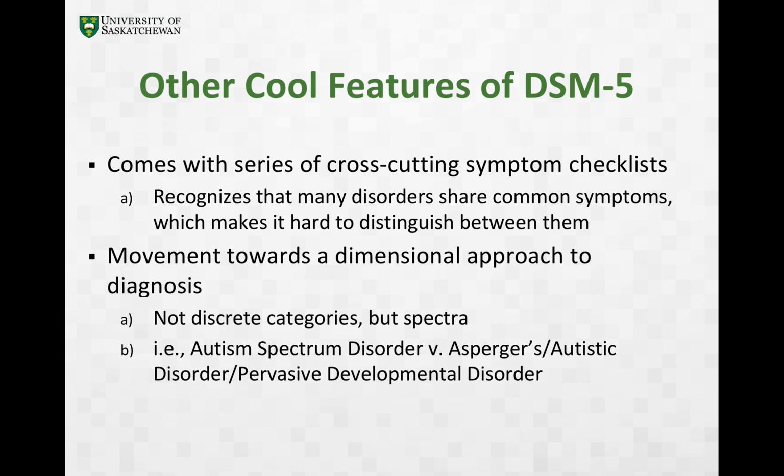Some of the other cool features is that it does come with a series of cross-cutting symptom checklists. So what the DSM authors are recognizing is that many disorders share common symptoms, which makes it hard to distinguish meaningfully between them. So it's moving away from kind of a categorical approach towards more of a dimensional approach. So instead of these discrete categories, we've got spectra now. So, for example, we've got autism spectrum disorder as opposed to having Asperger's and autistic disorder / pervasive developmental disorder.